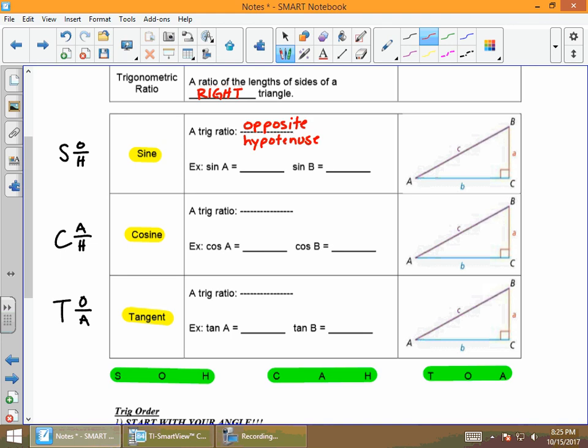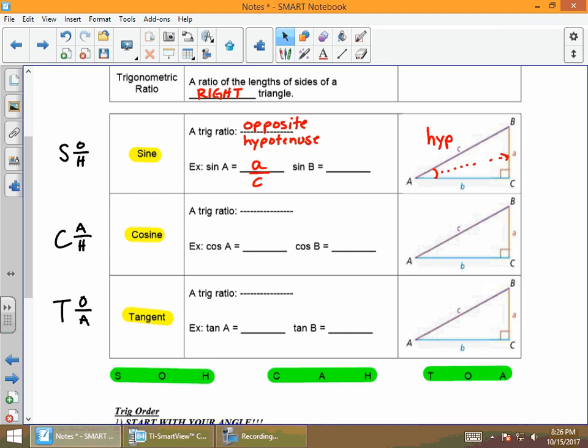So if I'm talking about angle A, so here in my picture, here is angle A. The sine of angle A will be the opposite leg. So if I look over here, here is the opposite leg, it is A, over the hypotenuse, and the hypotenuse is easy because it's always across from the right angle. So A over C. So whatever those sides may be, if A is 10 and C is 16, then the sine of A is 10 divided by 16. Right? It's going to be a ratio. It's going to be some sort of a decimal answer.